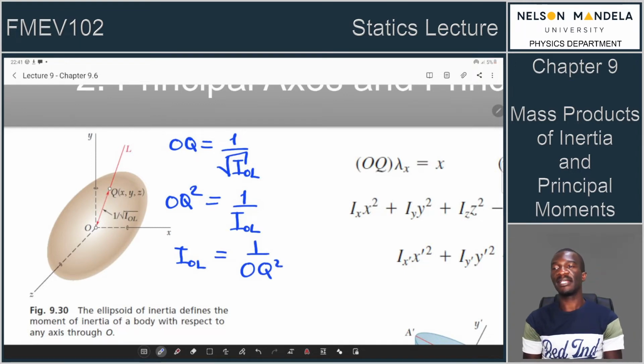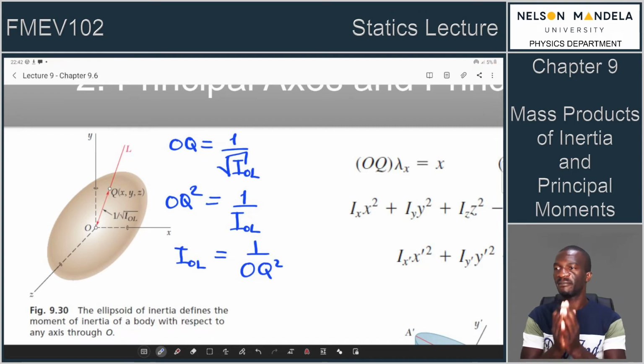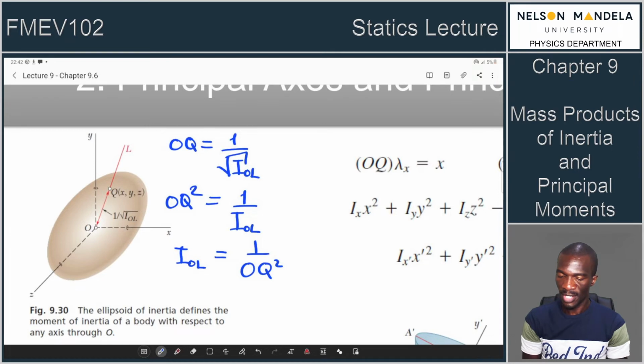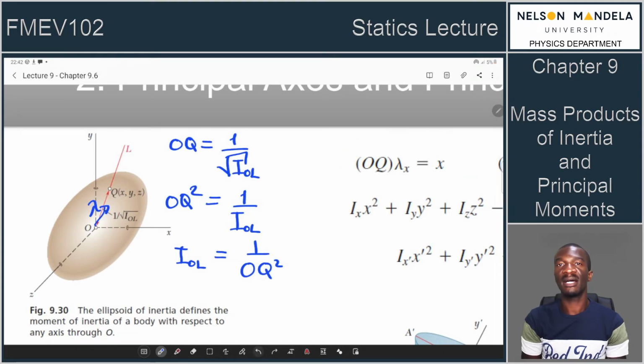So basically, this is the geometry that defines the derivation that is to come. From this, you can tell that the projection of OQ on the x-axis is simply equal to, since we said this one is the lambda vector, the projection of OQ onto the x-axis is obviously given by that dot product. So that's our OQ multiplied by the lambda x to get the projection of OQ in the x-axis.